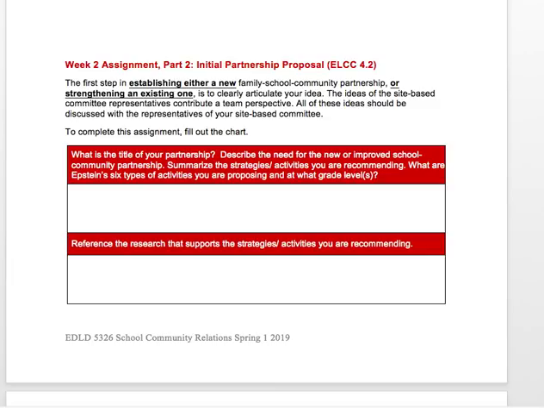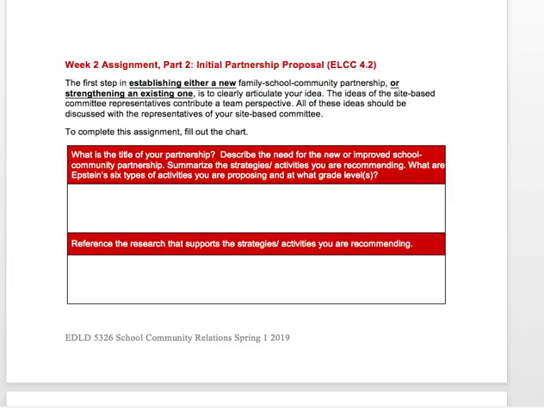We want you to describe the need. Do you think you need a new partnership, or do you think you should improve one that you had but hasn't had as much success as you think it should have? You're going to summarize strategies and activities that you're recommending, and you're going to be looking at Epstein's 6 types of activities that you're proposing and at what grade level.